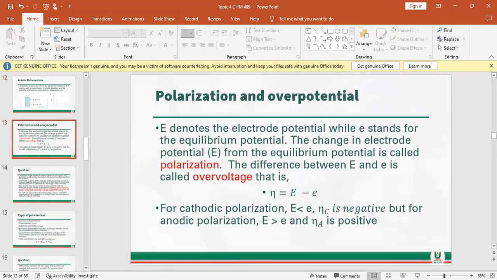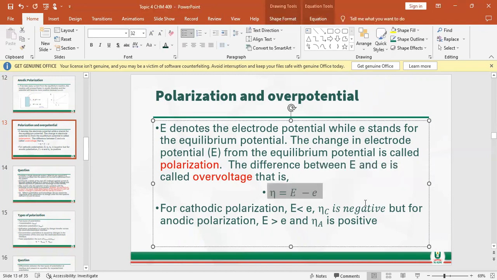So that is polarization. The difference between E and small e is called overvoltage. That's it. The difference between the new electrode potential and the equilibrium electrode potential is called overvoltage, and overvoltage is written as this. It has been written there.